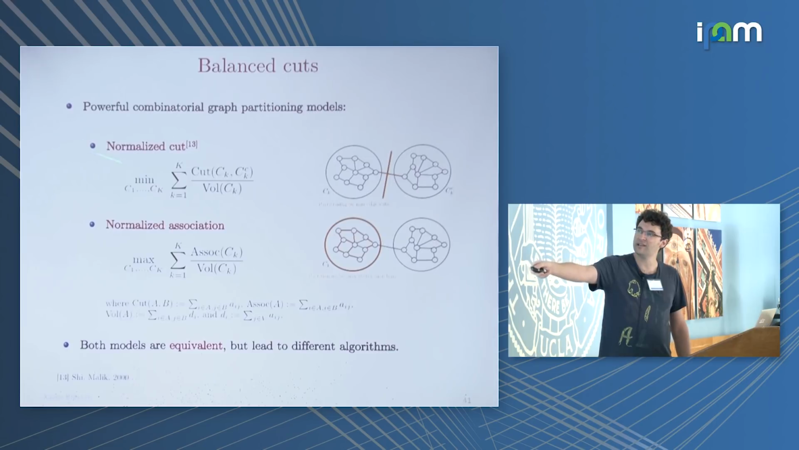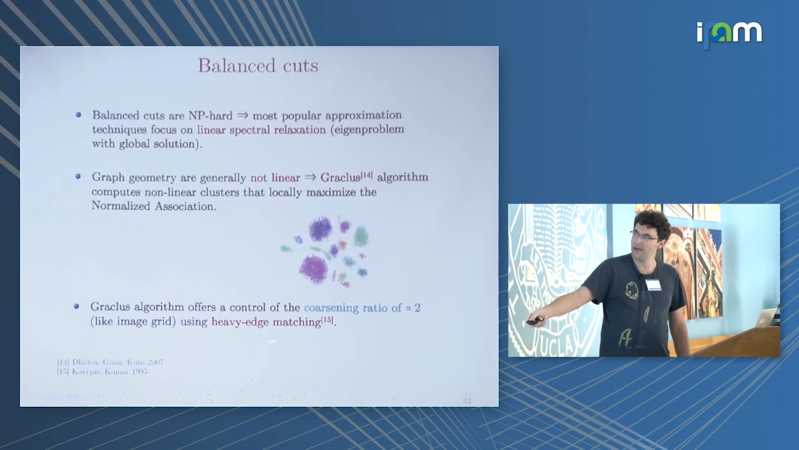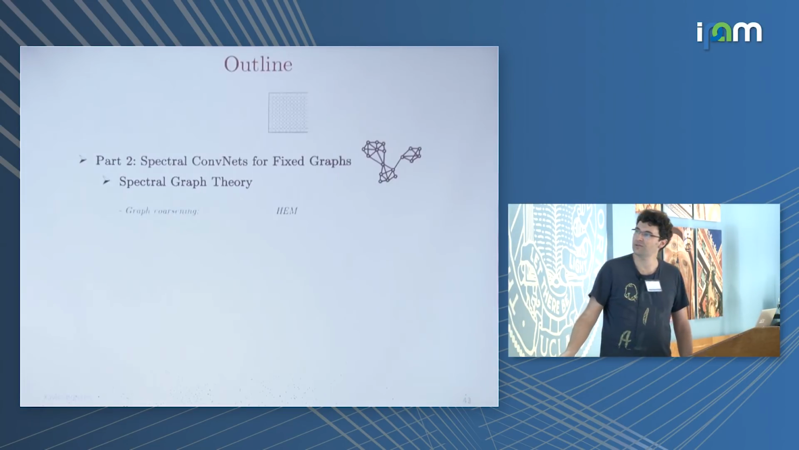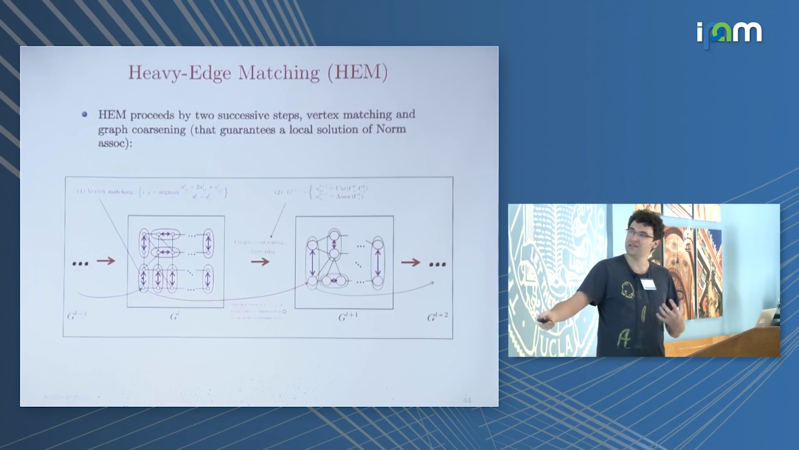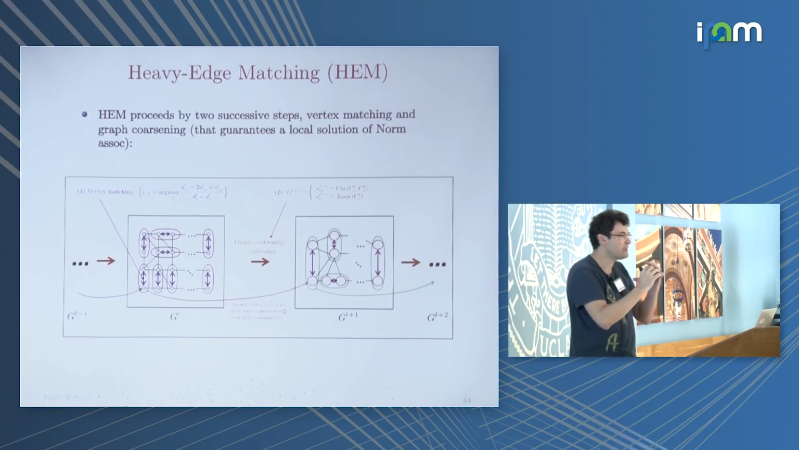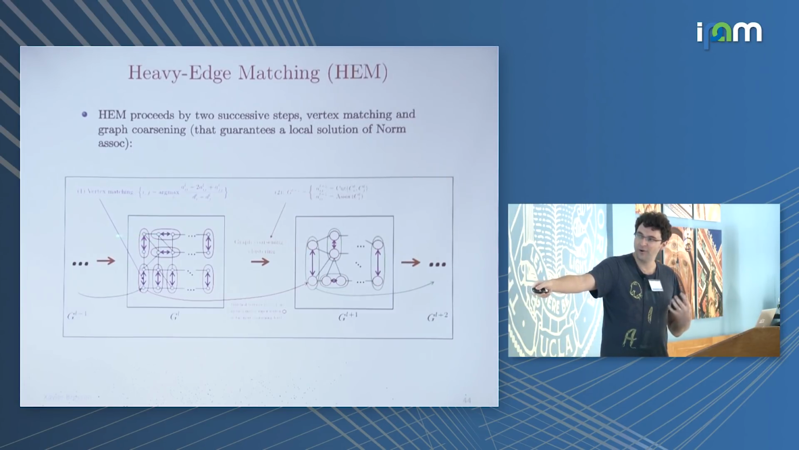You probably know normalized cut by Shi and Malik. There is also normalized association, they are equivalent. And here we actually use heavy edge matching to do this nonlinear coarsening of the graph. Basically you have two steps. At this level of coarsening, you take one point randomly, and then you try to find the neighbor that is going to locally maximize the normalized association. Then you create a super vertex that will be for the next coarsening level.